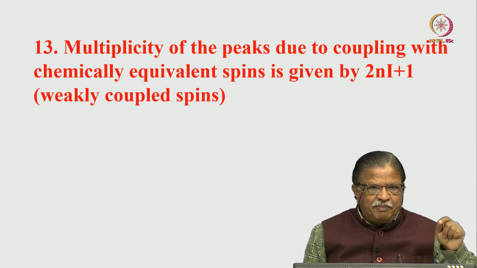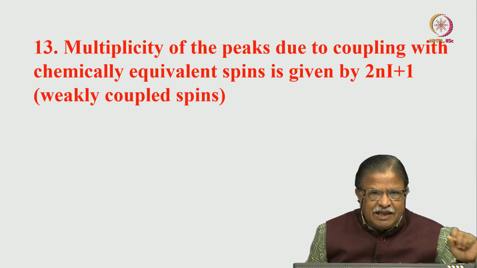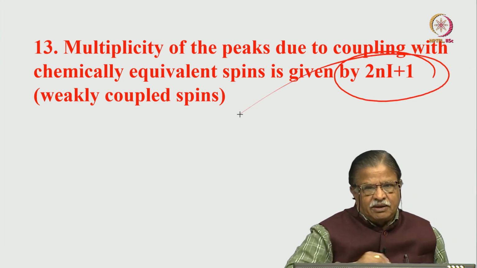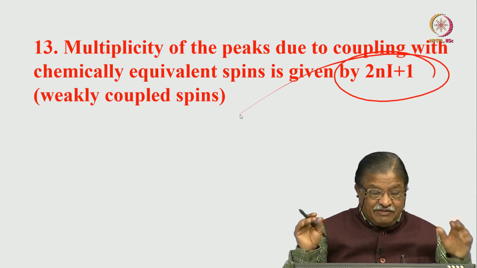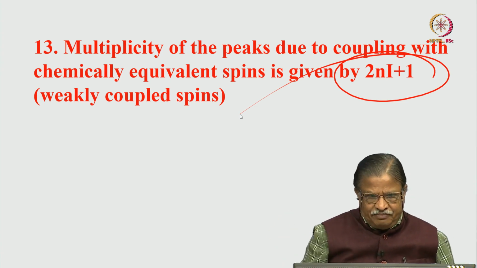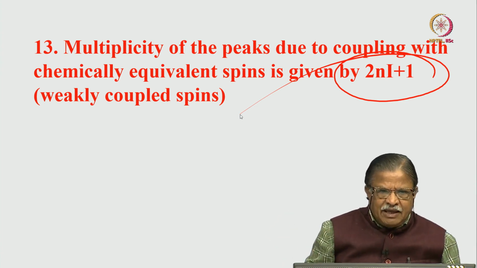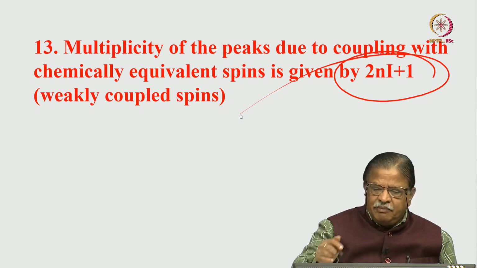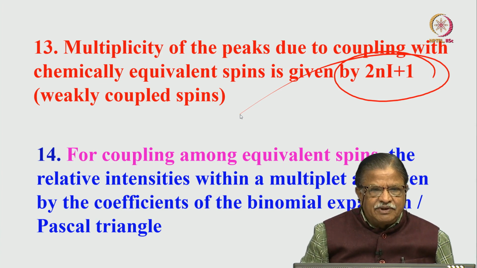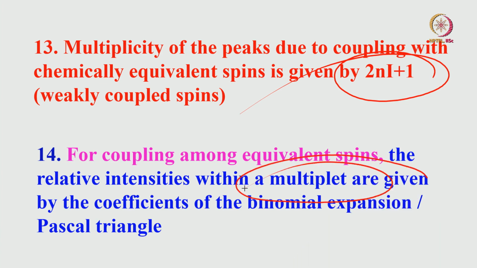The multiplicity of the peaks due to coupling with chemically equivalent spins is always given by a formula called 2nI+1, especially in the weakly coupled case. I will tell you what is weakly coupled and strongly coupled as we go ahead. But remember, there is a multiplicity, and that multiplicity can be understood by this formula.